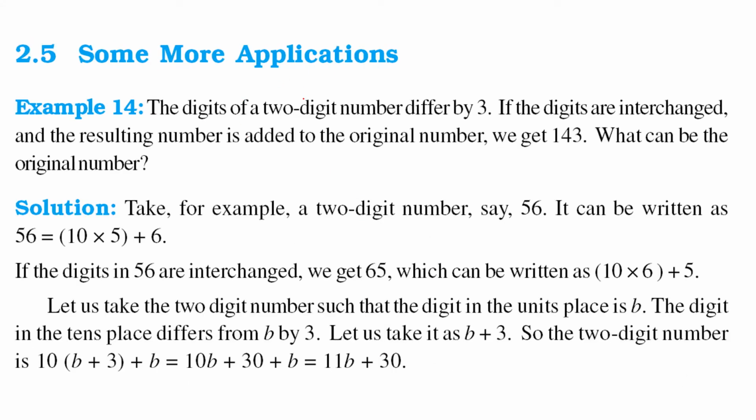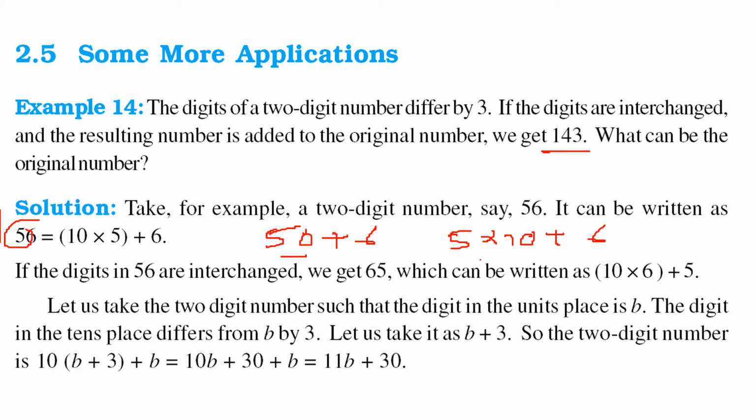We have some more applications of linear equations in one variable. So the digits of a two-digit number differ by 3. If the digits are interchanged and the resulting number is added to the original number, we get 143. What can be the original number? Say, if I want to write 56, how do I write? What does it mean? 56 is nothing but 50 plus 6, which is what? 50 is what? 5 into 10 plus 6.